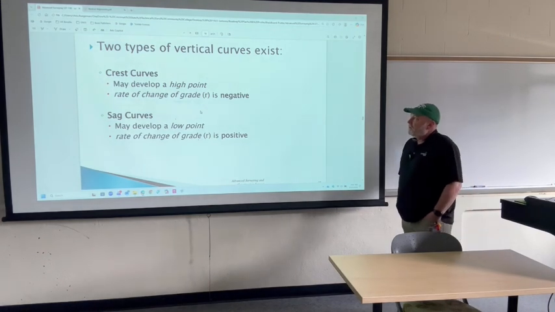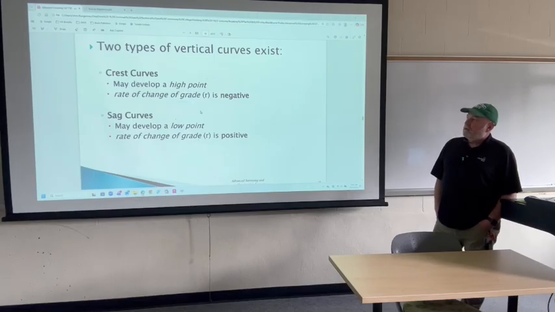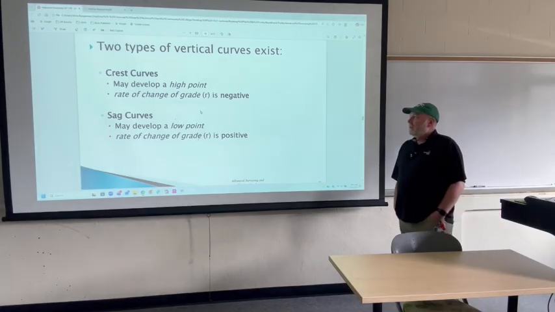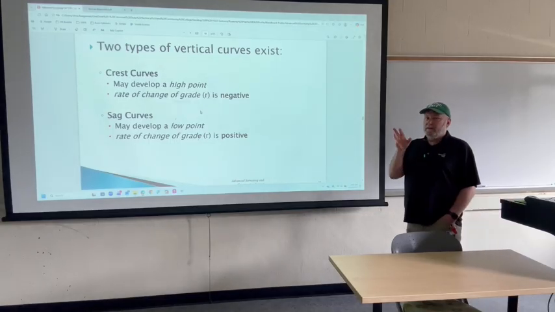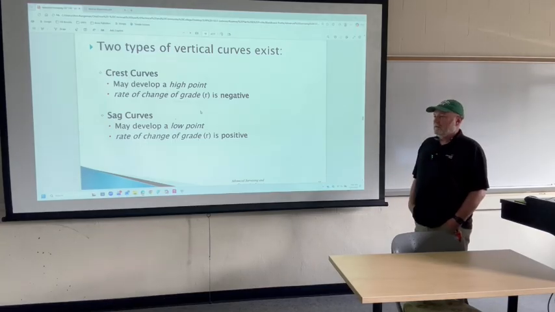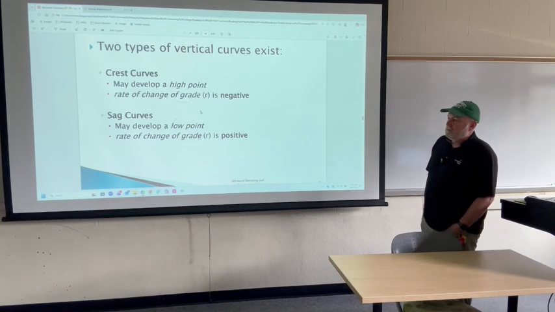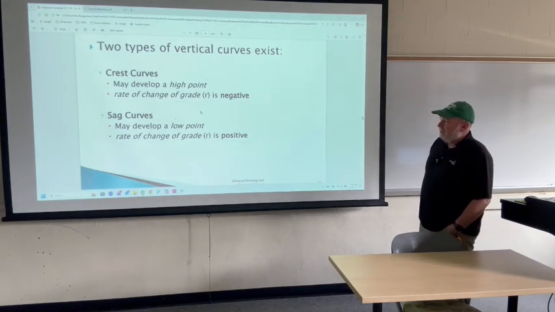So there are two types of vertical curves. Again, we have the crest curve and the sag curve. Crest curves may develop a high point, and their rate of change of grade is negative. We'll get into that when we talk about the formulas. We've already kind of touched on vertical curves and calculated some by hand way earlier in the semester. Sag curves may develop a low point. The rate of change of grade is positive.